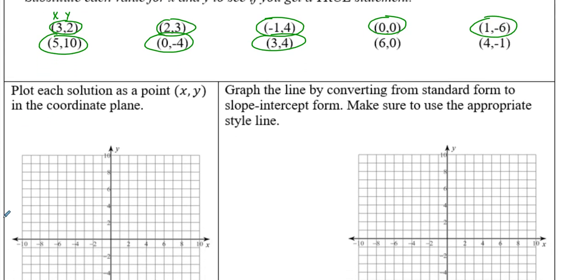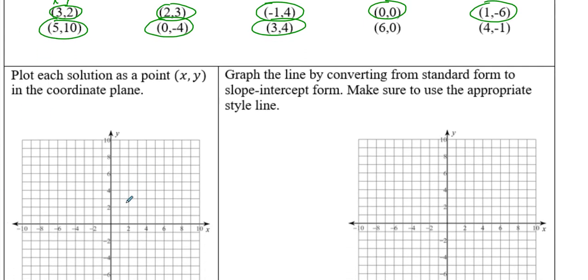Okay, I'm going to walk you through this first one, and then I'm going to have you plot your points. Remember, this is the x, this is the y, so it says to go over to the 3 on the x, and then go up to the 2 on the y, and then I'm going to put that dot right there. Okay, go ahead, pause the video again, place all your dots here on that graph, and then come back and we'll go on to the next part.